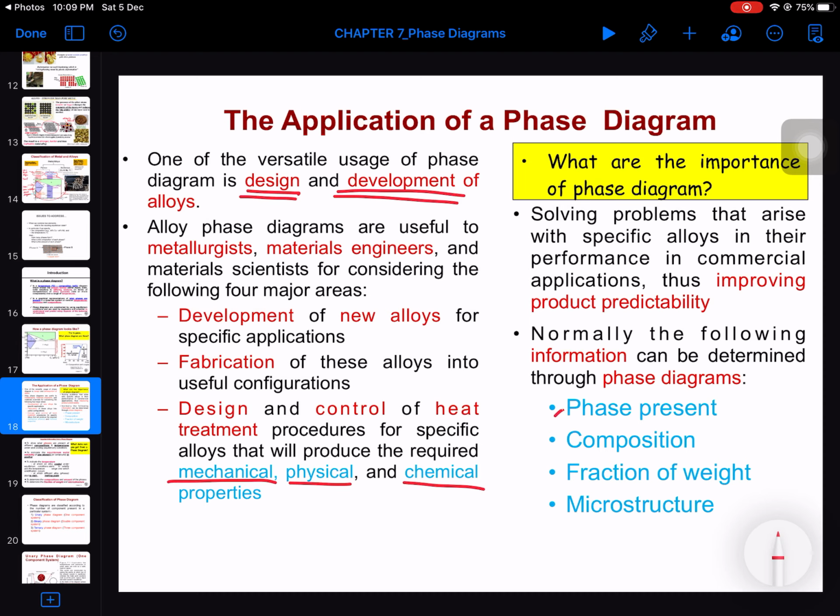Normally the following information can be determined through a phase diagram. The first one is the phases present. The second one is the composition of each phase, and then we can also get the weight fraction of each phase, and also the resultant microstructure. So these are the four important pieces of information that we will obtain from a phase diagram.